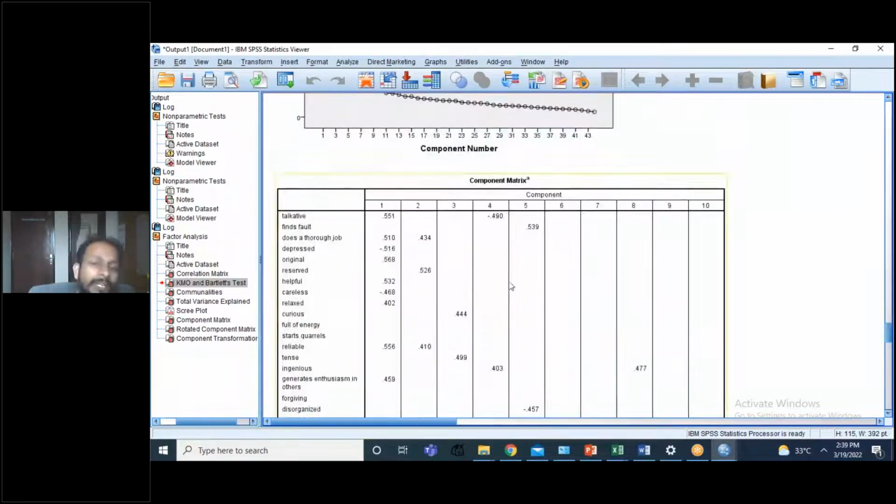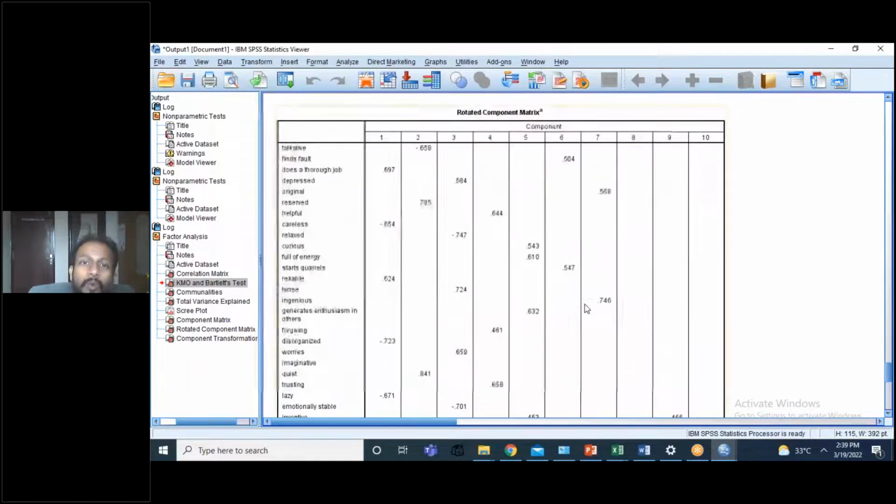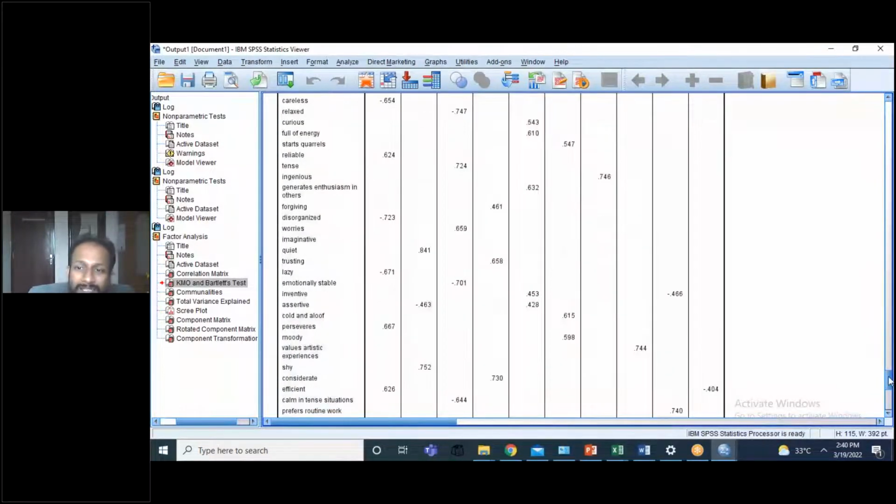You can see that a component may get loaded into one particular factor or another. So what we do is rotate the components. Once we rotate the components, the loadings are almost equally distributed. Once you're done with that, the last step of factor analysis is that you have to name that particular factor, right? Hope you have got an understanding of factor analysis.